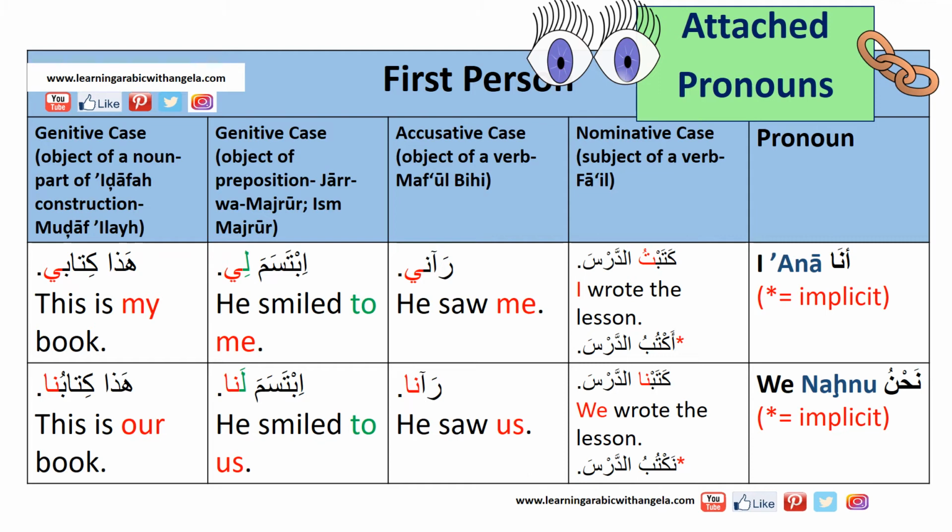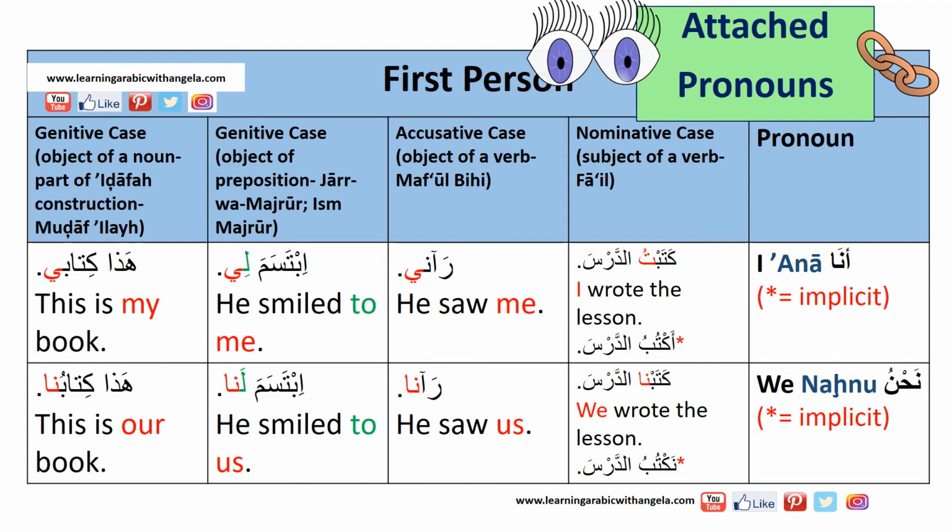رآني, he saw me. Over here, the pronoun is the object of the verb, so مفعول به, and it is in the accusative case. ابتسم لي. Over here, the pronoun is the object of a preposition, so we've got حرف الجر and we've got الاسم المجرور, so the lam plus the ya. And we've got هذا كتابي, this is my book, where the pronoun is attached to a noun, so it's the object of a noun and it forms an إضافة construction, so another genitive construction.